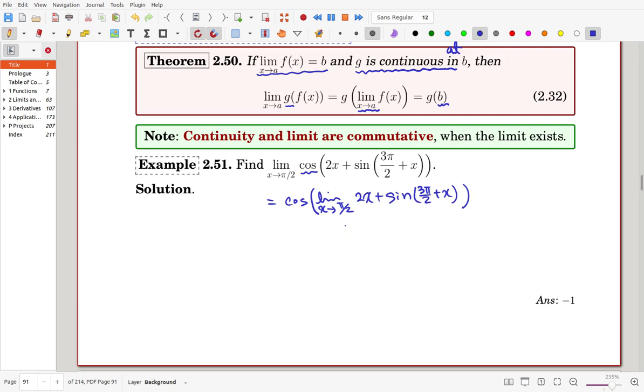Now, considering what is inside the parenthesis, that one is approaching twice pi over 2, which is the same as pi, and then there is a sine here, of 3 pi over 2 plus pi over 2.